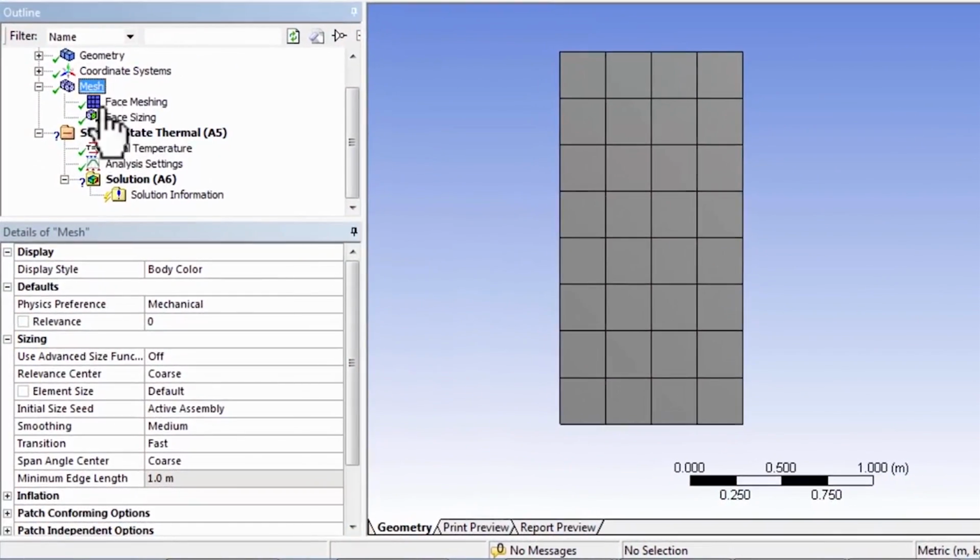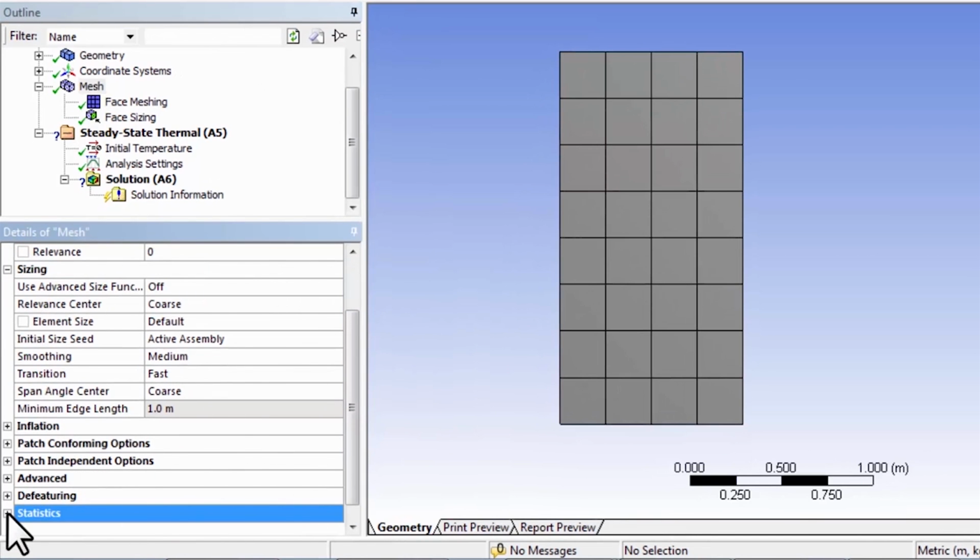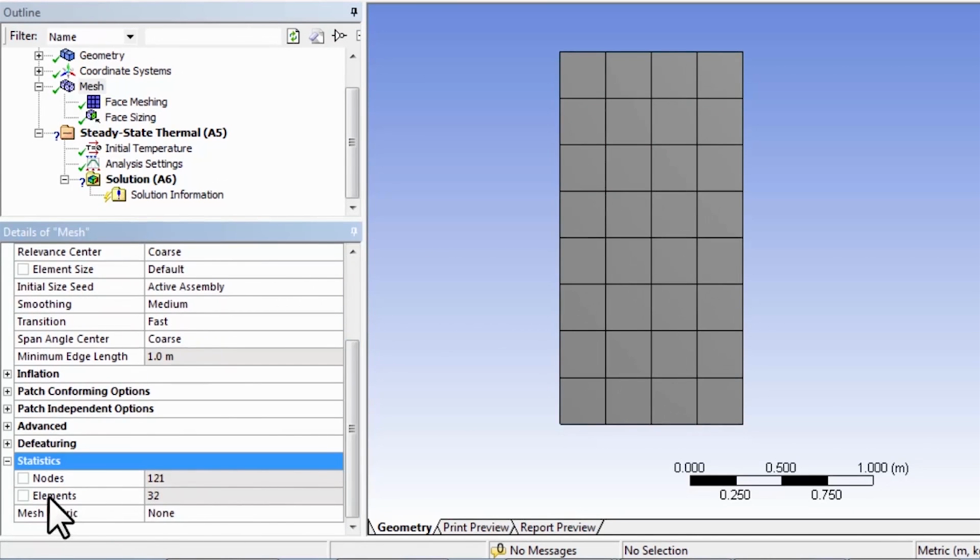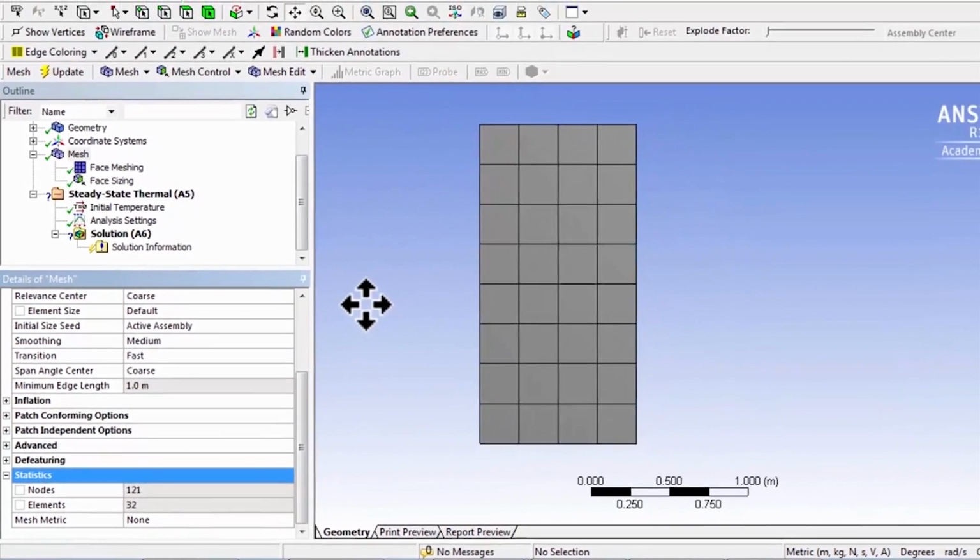If I highlight mesh in the tree and go to statistics, first I see that there are 32 elements. I said, 4 elements along here and 8 elements along there, so 4 times 8 is 32, so that's no surprise. And there are 121 nodes. That is, the solver now knows that it needs to calculate the temperature values at 121 locations. So we've given it the selected locations at which to calculate the temperature. And we can see what those locations are.